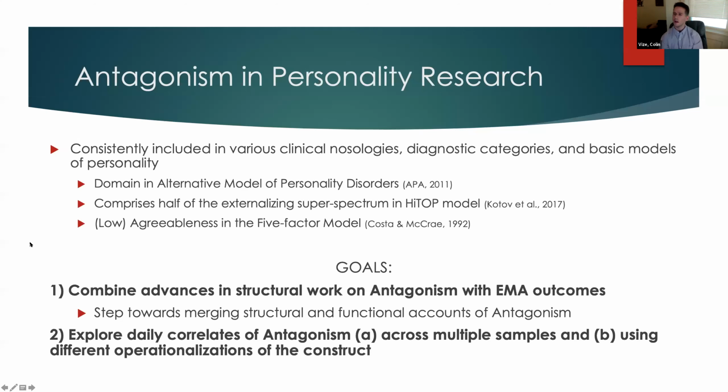For this project, we had two primary goals. The first was to combine advances in structural work on antagonism with EMA-based outcomes. There's been a good deal of work in the last five years or so that's been pretty consistent in highlighting what traits most researchers think are important if we want to capture a pretty good chunk of this antagonistic domain. But it hasn't really been looked at too much in daily life. So we wanted to take this first step towards merging structural and functional accounts of antagonism.